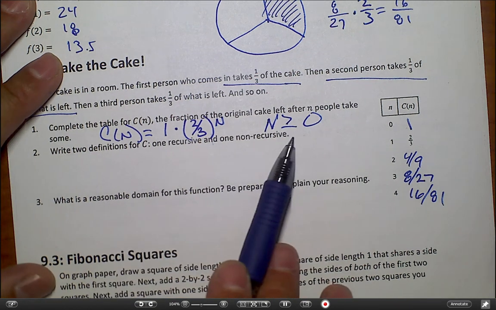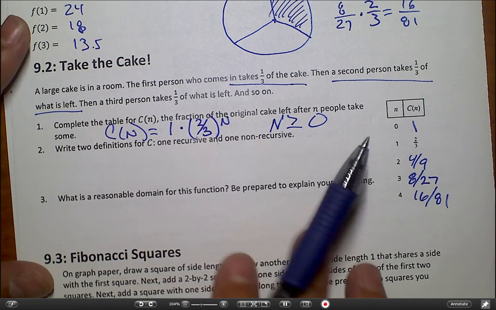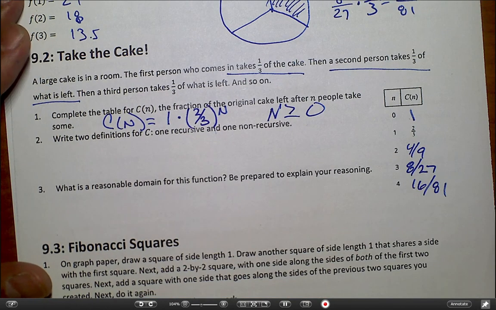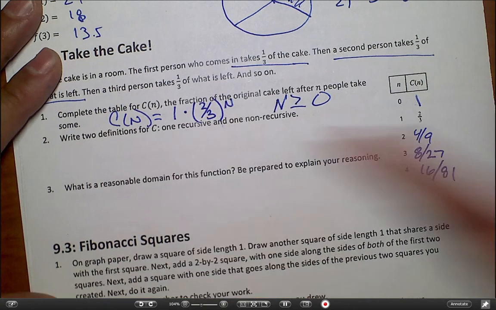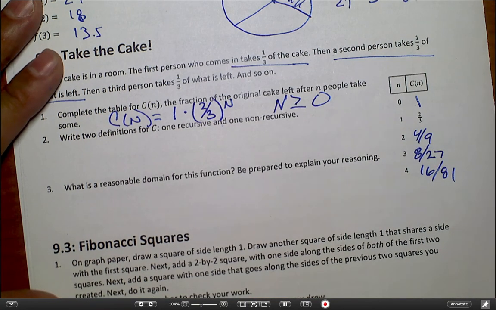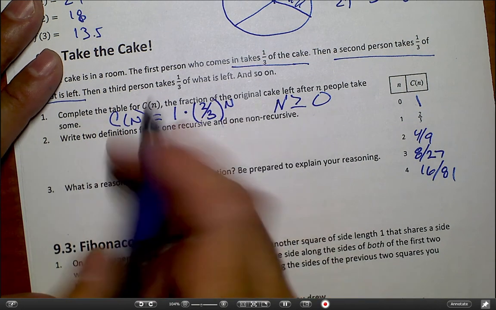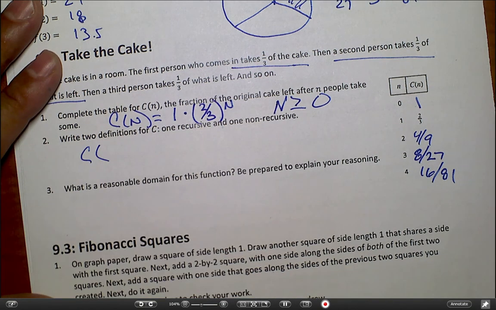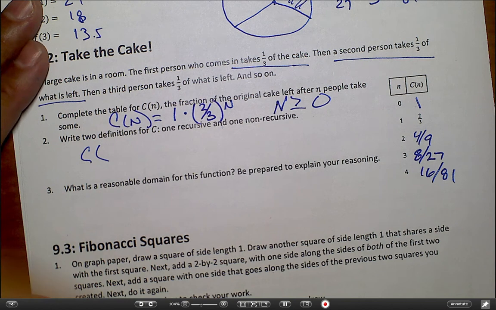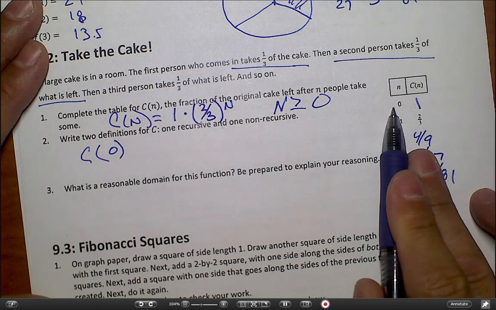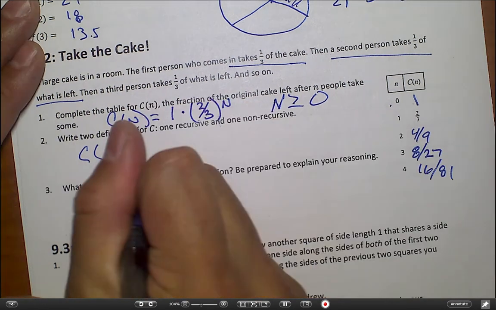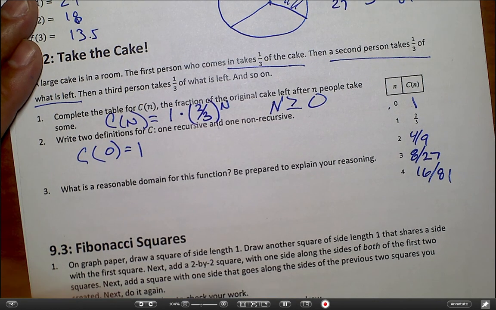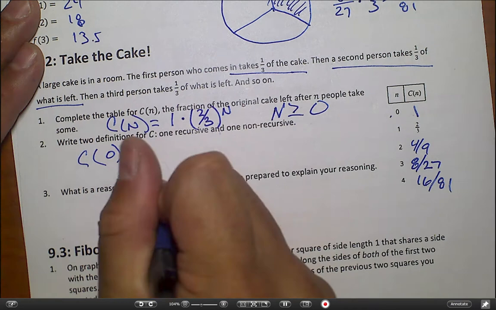So if I was going to do recursive, what would I always have to have when I'm doing recursive? Someone say first term. Yeah, because recursive means I have to have my previous term to get the next term, right? So I would say, if this is recursive, I would say C of 0, very good, because that's what's given to me, right? Is equal to 1, very good. So C of 0 is equal to 1, and then what else could I have?